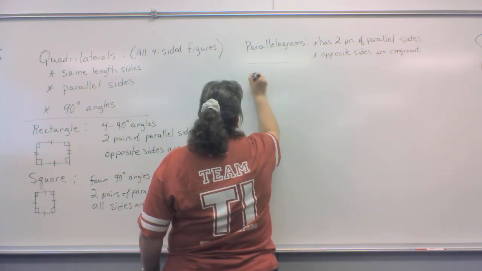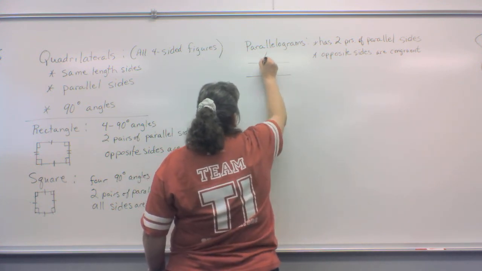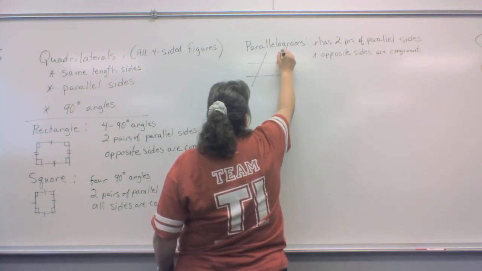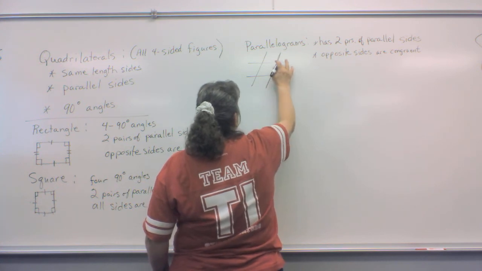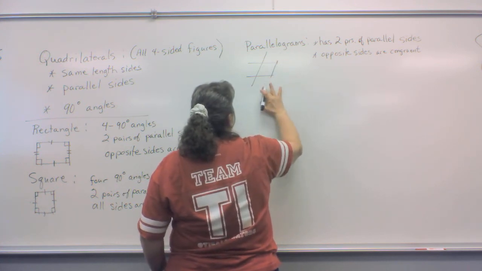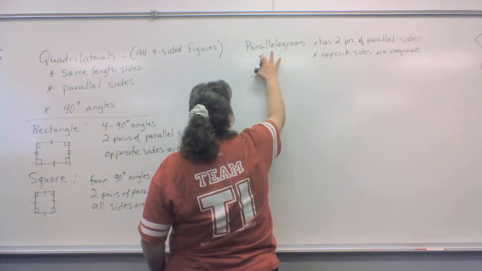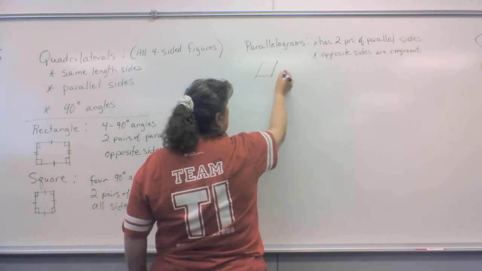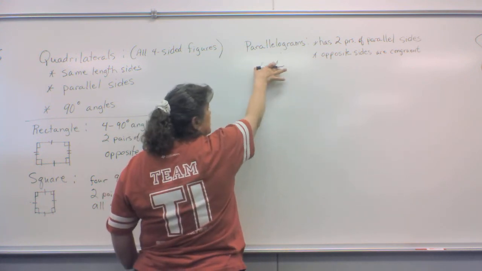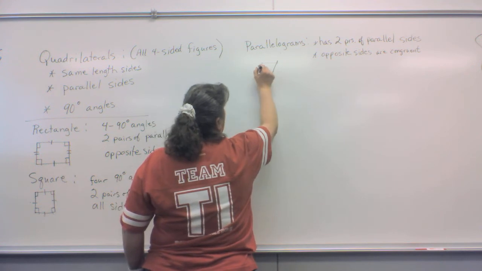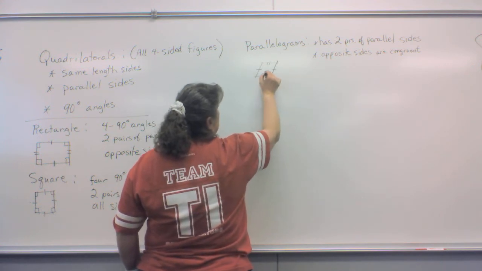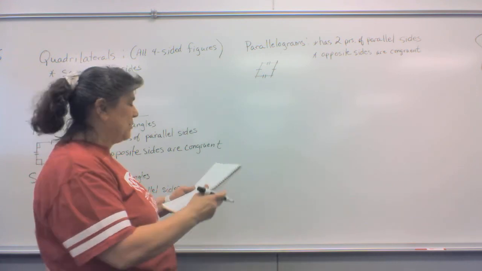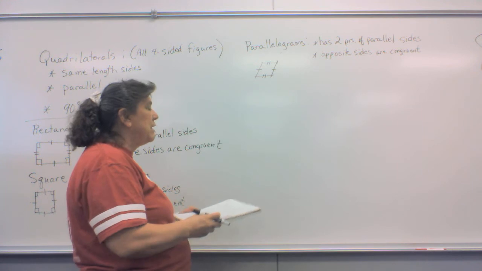Here's one set of parallel lines. Here's another set of parallel lines. Almost, that's better. Okay, you see those sets of parallel lines there? This is parallel to this one is parallel to this one. Therefore, they have 2 pairs of parallel lines, and opposite sides are congruent. Now it looks like all of them are congruent, but anyway, that's what a parallelogram is.